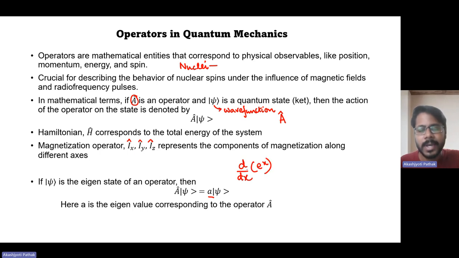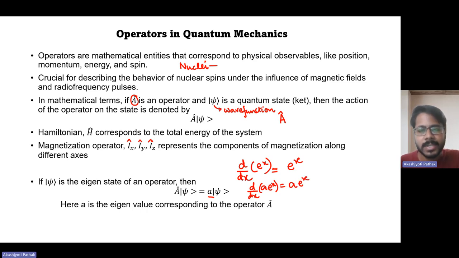So here d by dx is an operator, and this is the eigenfunction. So what we get when we do this, the eigenfunction remains as eigenfunction. If we do a derivative of a e to the power x, then what do we get? We get a e to the power x.